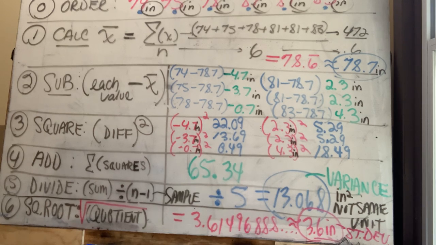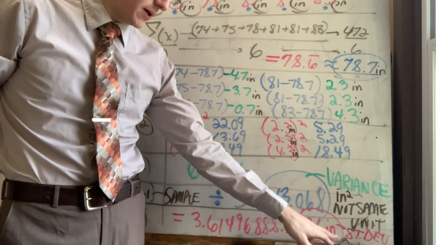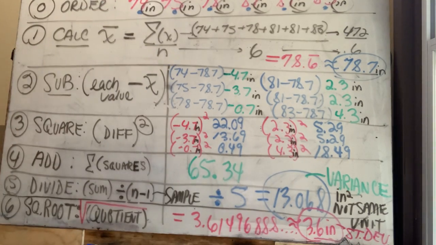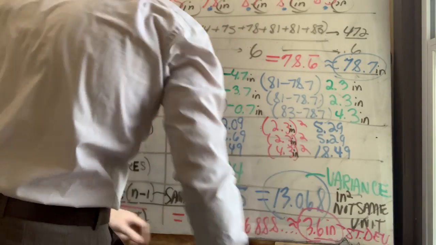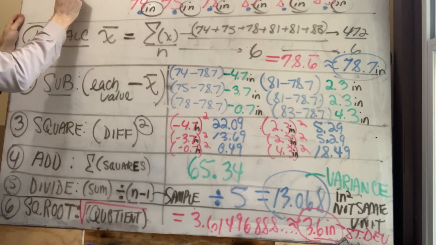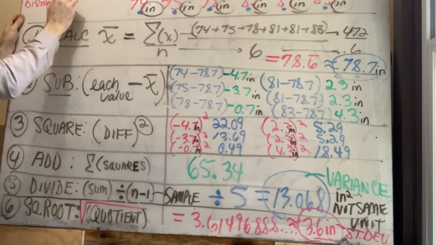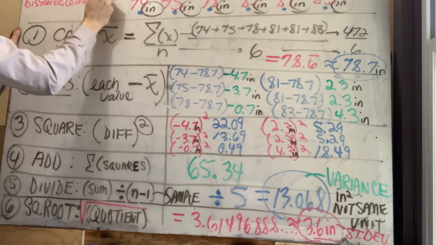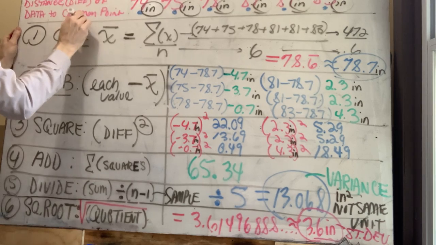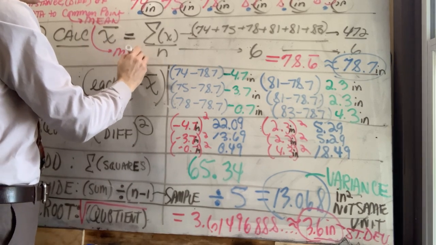3.6 inches is the standard deviation. 13.068 is technically the variance. And we've returned the calculation to the original units, so this is arguably better. I don't want to speak disparagingly of variance. I'm sure it has its uses, but this might be more immediately useful. So 3.6 is the variation. It's the average distance, if you will, distance difference, I'm using it in the same context, of the data to the common point. The common point being the mean, which is the middle, the center.